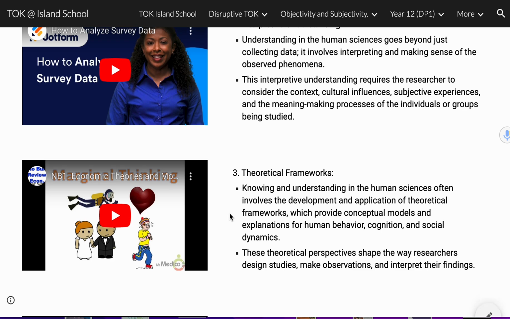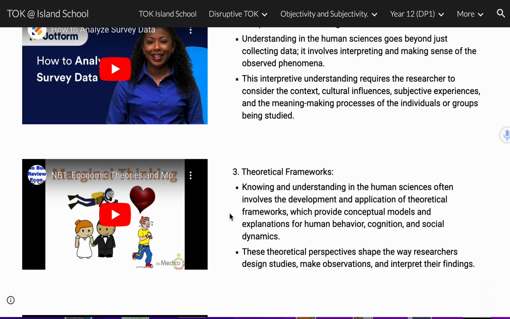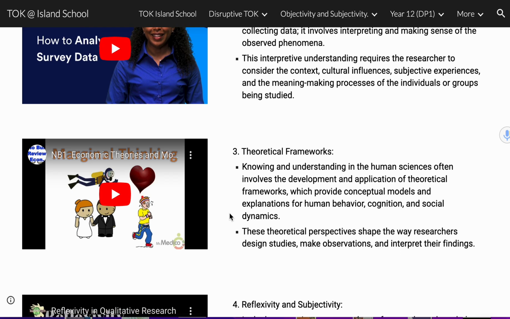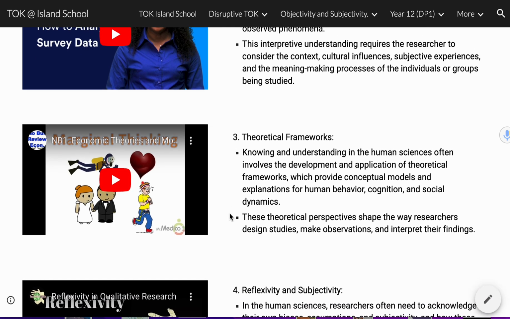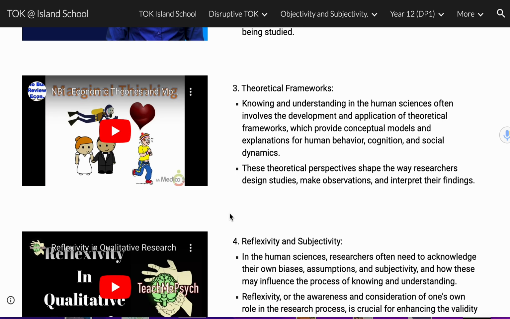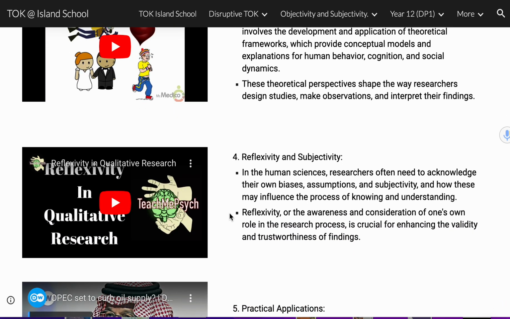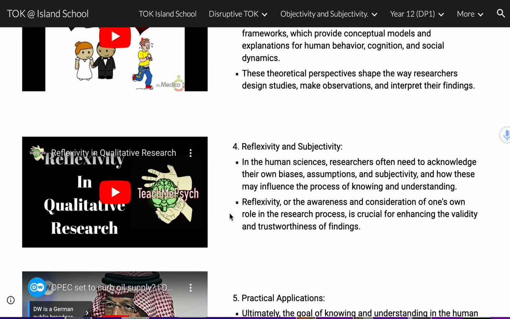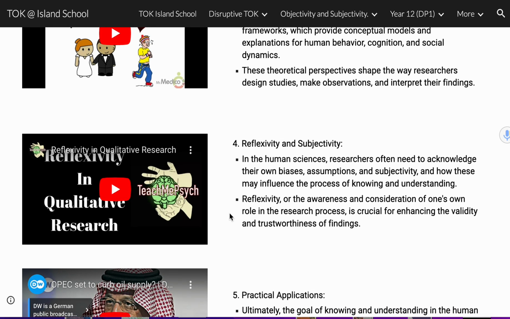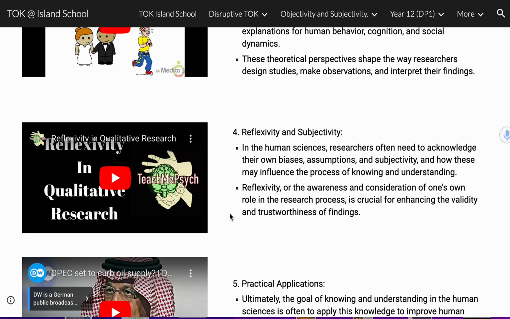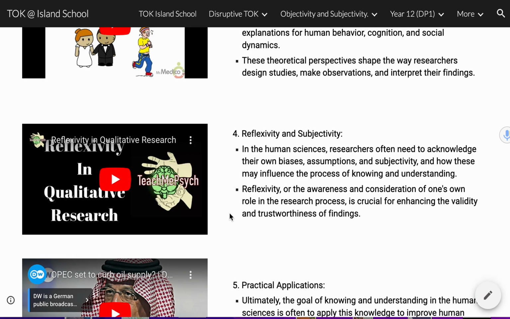Theoretical frameworks, we've also talked in the past about models. Yes, in human sciences we do use models, but goodness me, those pesky human beings, they mess up those lovely, smart, neat models when they are released into the real world. Reflexivity and subjectivity, everything we do in human sciences is prone to our biases. So much so that in some areas of human science we don't even try to remove those biases. That is part of it. We are observers from within. We acknowledge our biases and we are comfortable with those biases, and we actually see that as a strength in some subjects.